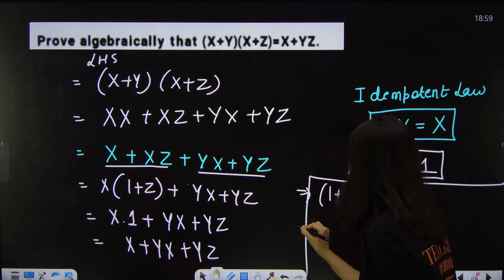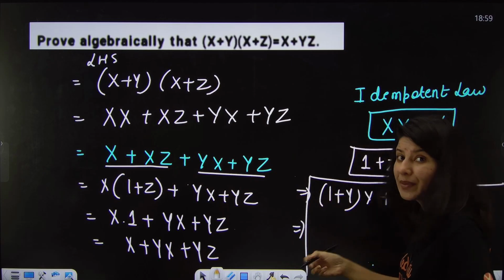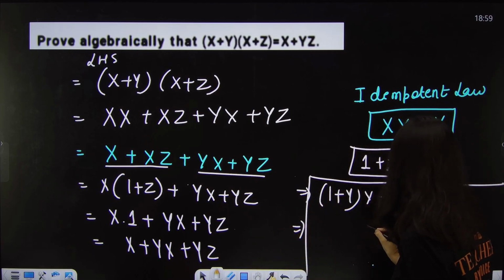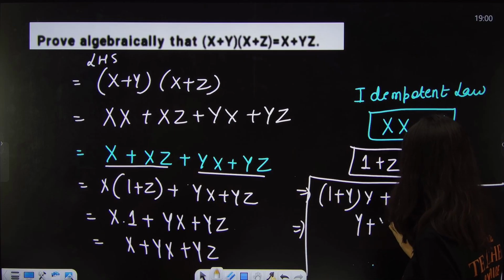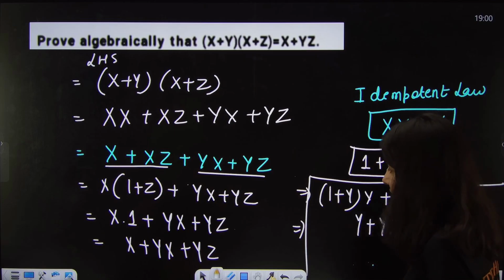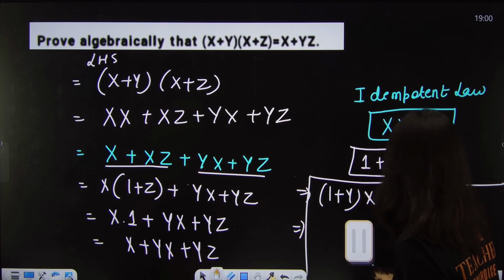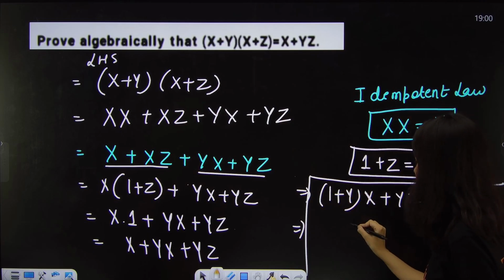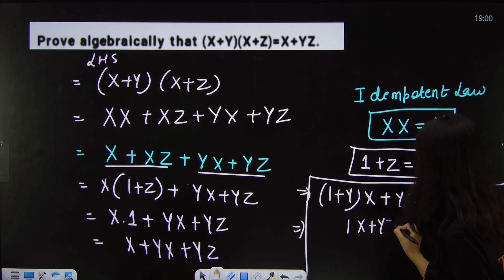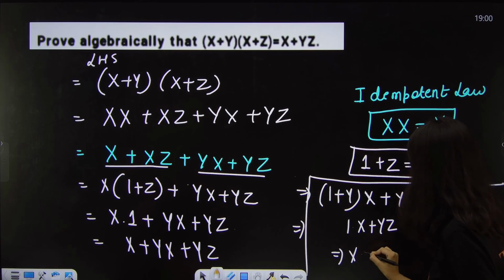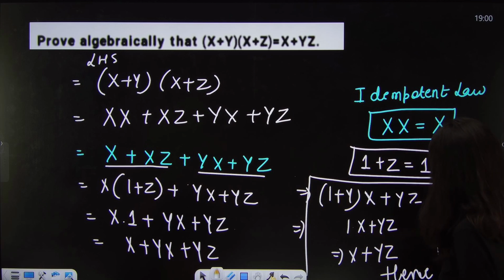Okay. And next, now 1 plus y will become what? 1 only. Sorry, x is common. Yes, x. So this is 1, so 1 dot x plus yz. And can you see? Bingo! Hence proved, my dear students. Hence proved.